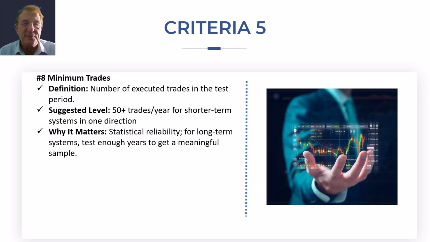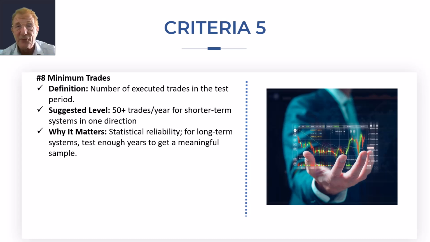Our number 8 is minimum trades. This is the number of executed trades in the test period of the backtest. As a start point, perhaps 50 trades a year. Less if you're putting things like market regime filters in, but this is in one direction. Of course, many EA traders decide to optimize for long and optimize for short because markets often trade differently depending on the direction. And what we're looking for here is enough trades to suggest that there may be some reliability in the results that you've achieved.